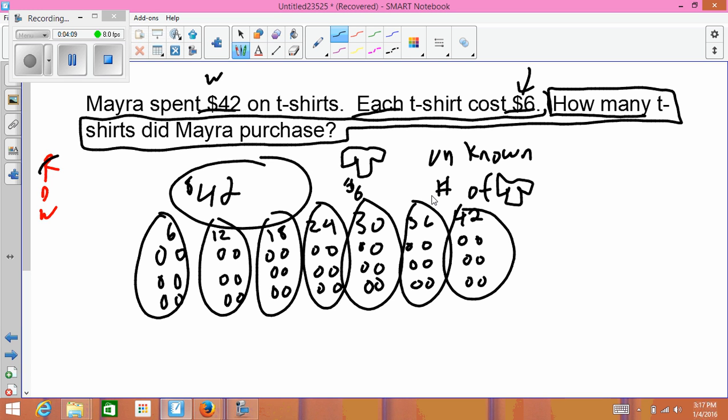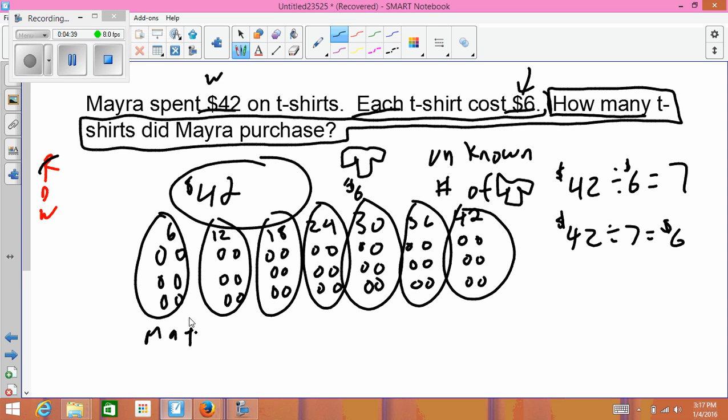So mathematically, Myra had $42. She spent $6 per t-shirt, and she was able to buy 7 t-shirts. So 42 divided by 6 is 7. Or I can write it as 42 divided into 7 groups is $6 per t-shirt. Either way would be appropriate. Okay, so my W will then be: Myra purchased 7 t-shirts.